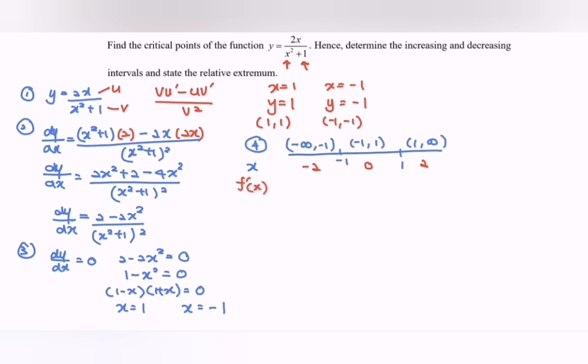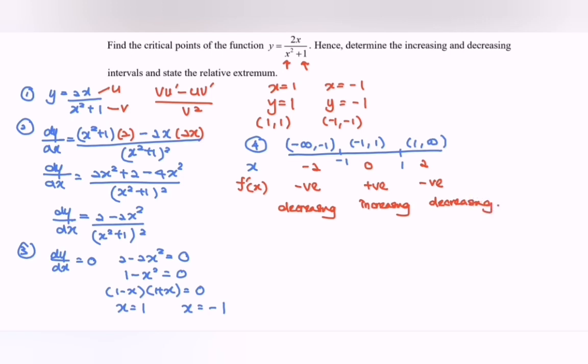Make use of the situation. We have the first derivative. If we substitute the value of negative 2, then we will obtain a negative value. If we substitute 0, then we will have a positive value. If we substitute the value 2, then we will have a negative value as well. So for this case, we have decreasing, and then increasing, and then decreasing.